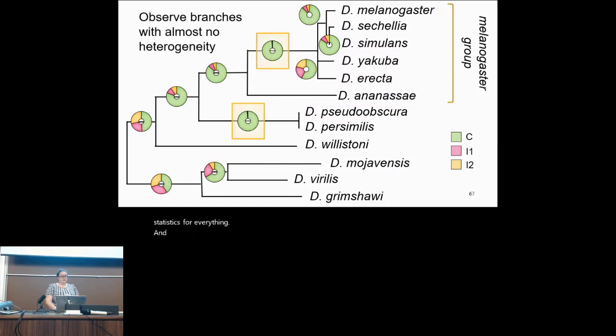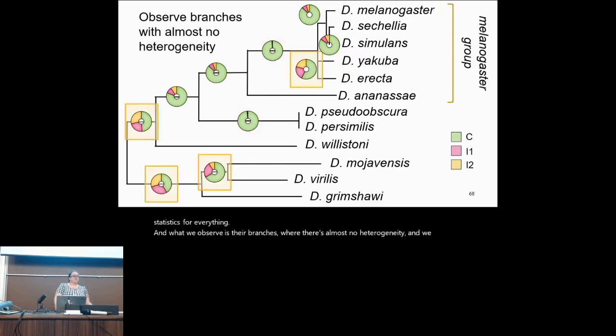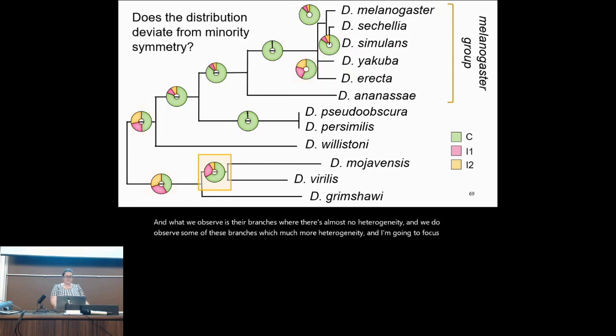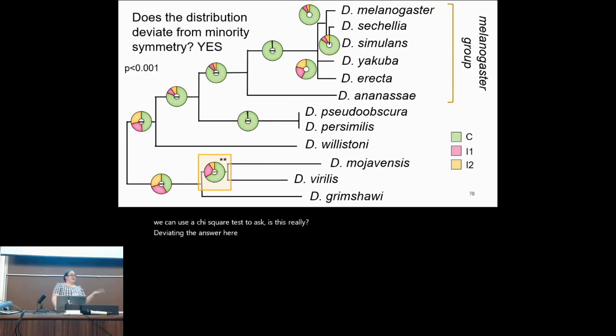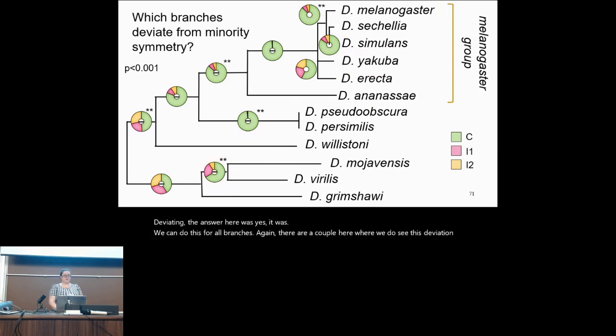And what we observe is there are branches where there's almost no heterogeneity, and we do observe some of these branches with much more heterogeneity. And I'm going to focus on this example down here, right, where it appears we are deviating from minority symmetry, and we can use a chi-square test to ask, is this really deviating? And the answer here was yes, it was. We can do this for all branches. Again, there are a couple here where we do see this deviation from minority symmetry.